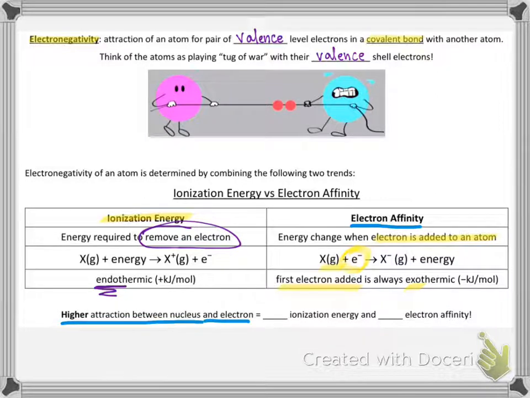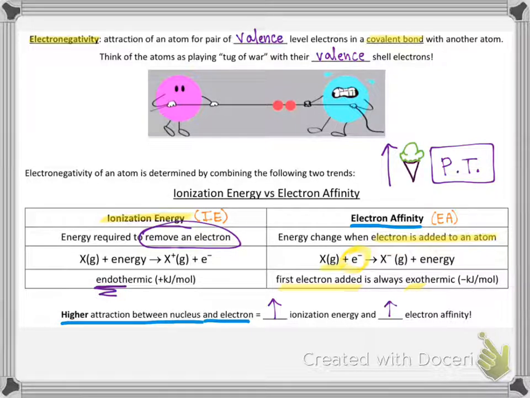Higher attraction between a nucleus and electron will always result in a higher ionization energy. They're more attracted, takes more energy to remove, and a higher electron affinity. Ionization energy and electron affinity both match what I call the ice cream trend. If I was going to draw my beautiful periodic table, the way that I remember how this trend increases is the attraction between a nucleus and electron increases the closer you get to the nucleus. So that's going to increase more and more as you get towards the top of the periodic table.